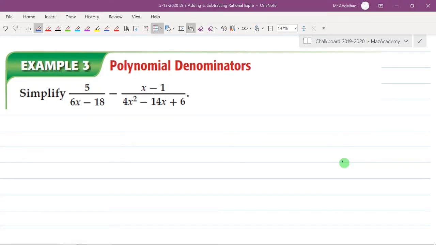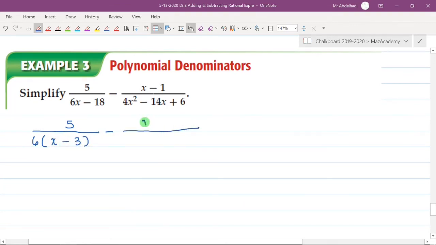Okay, one last example, and we'll call it a day. So we want to add these two fractions here, and these are polynomials, so we have to fully factor everything before we start. So let's see, we have 5 over. Now you can't factor this, it's already linear, but you can pull out a GCF. So that's the only factoring you can do there, is pull out a 6, and this becomes 6 times x minus 3. Now minus, the top here is x minus 1.